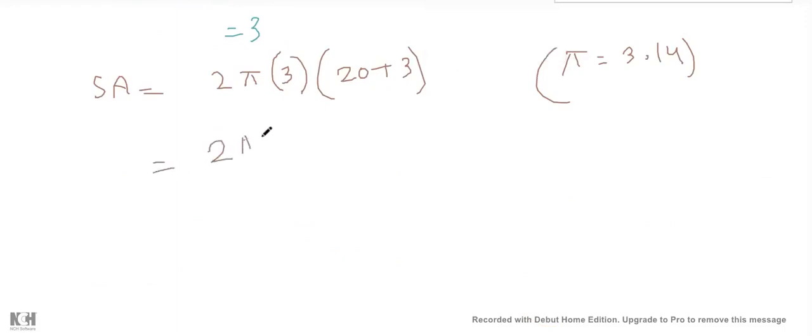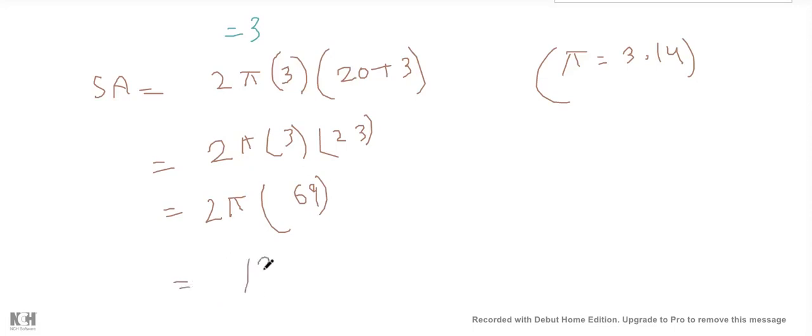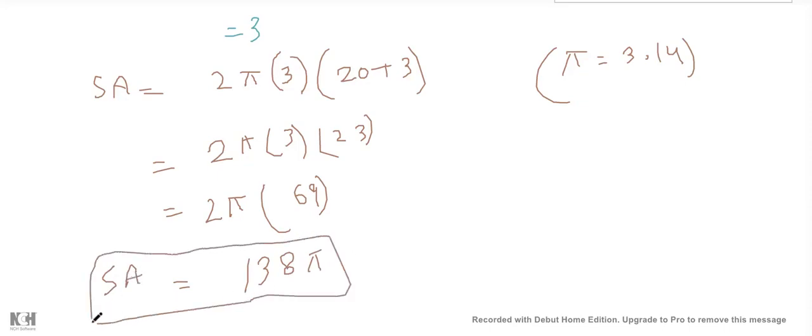When we simplify this, we'll get 20 plus 3 is 23. We'll get 2 pi. 3 times 23 is 69. And 69 times 2 becomes 138. And pi remains as it is. So the surface area of the cylinder is 138 pi.